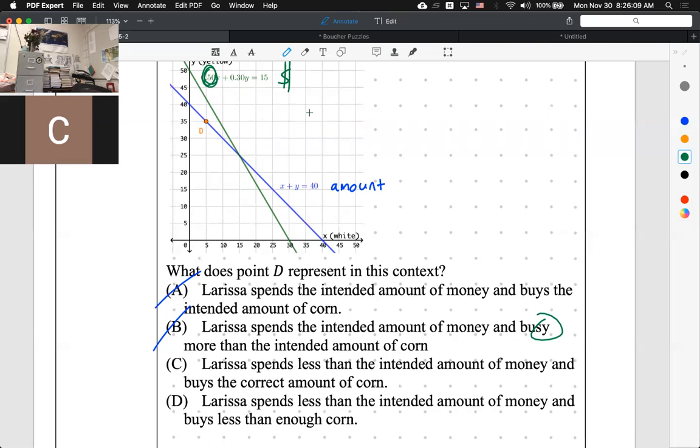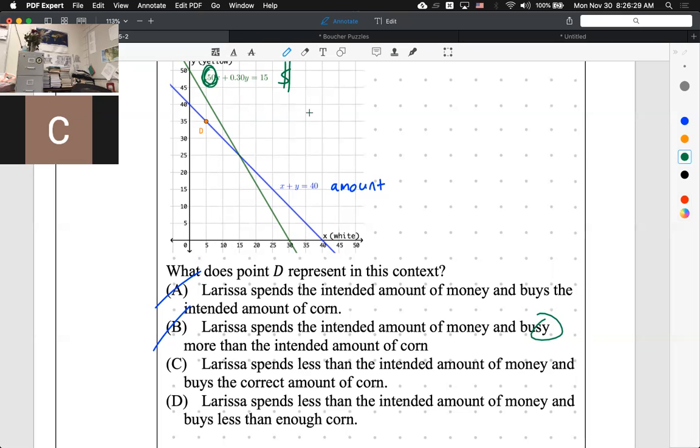And be ready to explain your answers. Ripley? Wouldn't she buy the less than enough though? What? There's the line. Wait, is the line money? The green line? Green one is money. Yeah. Well, I guess it's the correct amount because it's on the line.